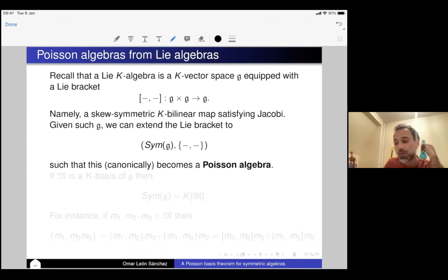Now, how to build Poisson algebras? Well, there's a very canonical and natural way of building Poisson algebras from Lie algebras, which is a classical object in mathematics. So just to remind you again that a Lie algebra is a K-vector space that comes equipped with a Lie bracket. And what's a Lie bracket? Well, it's just a skew-symmetric bilinear form satisfying Jacobi. So just to really stress the fact that a Lie algebra is just a vector space equipped with this bilinear form. There's no ring structure. It's just a vector space.